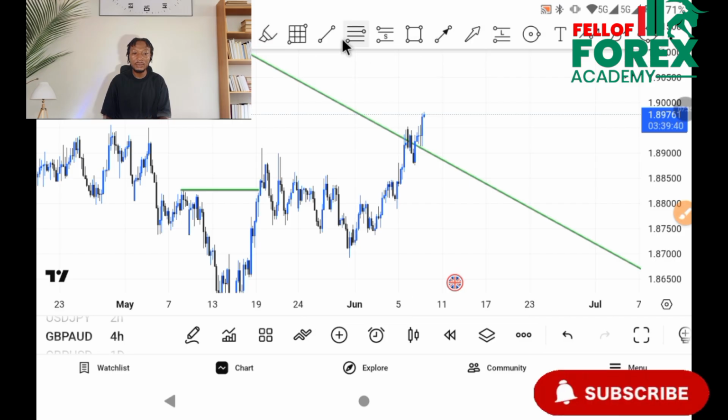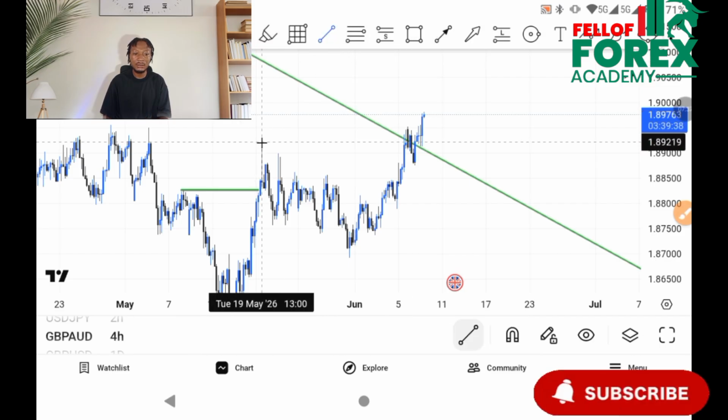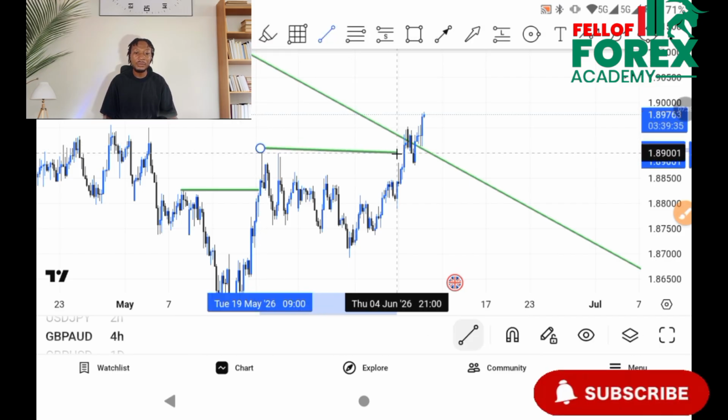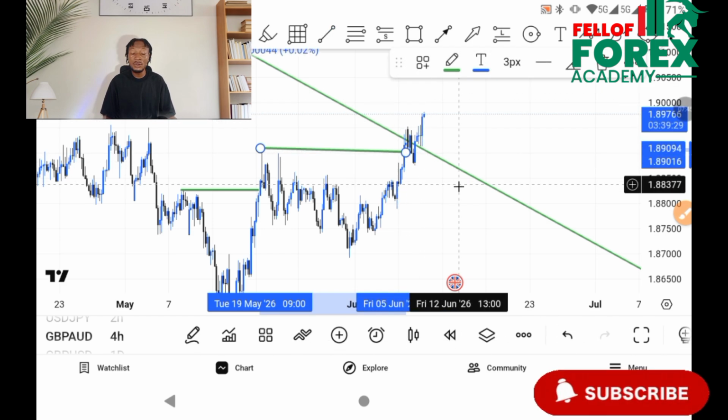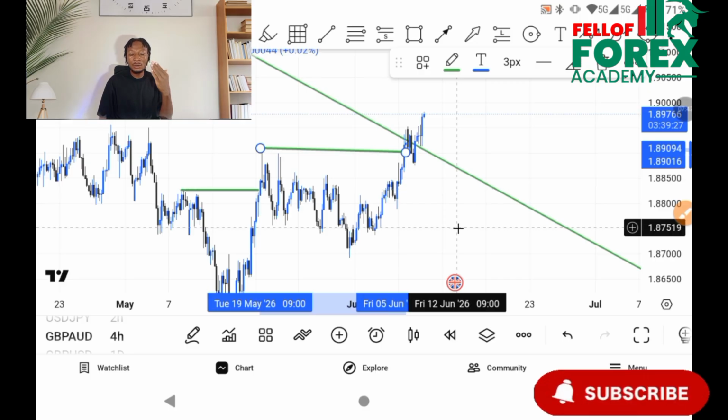You can pull it across. Okay, so we had a break of structure here and we had a retest, and price is continuing to the upside. So we should be looking more for buys on GBP AUD. So that's what we have for today, guys.